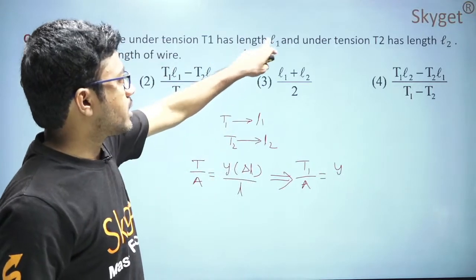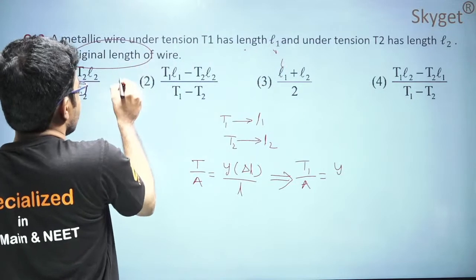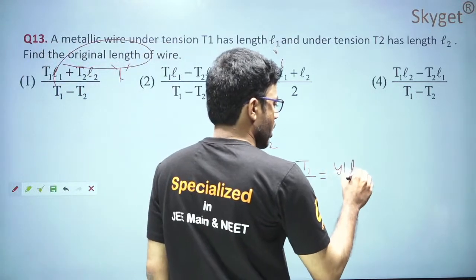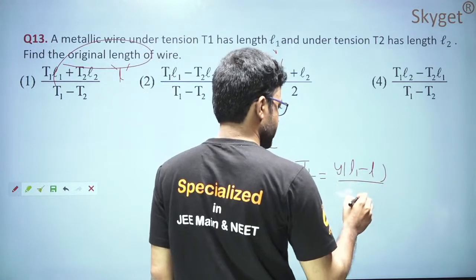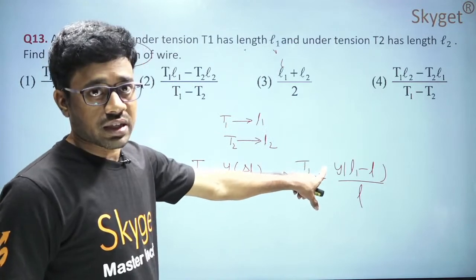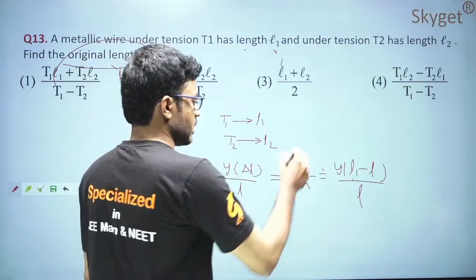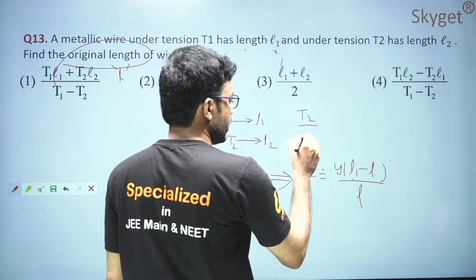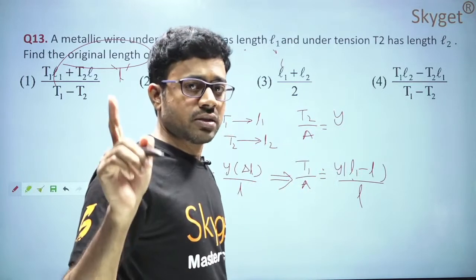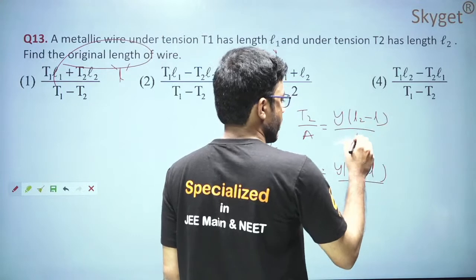Here the length is L1. He is asking what is the original length, so let the original length be L. The change in length is L1 minus L by the original length L. So this is for the tension T1 and length L1. Now let us find it for the tension T2. So T2 by A, and when the tension is T2, the length is L2, so L2 minus L by L.